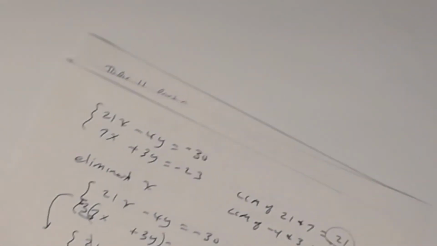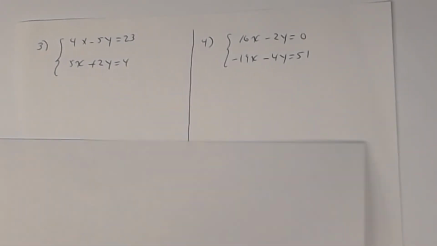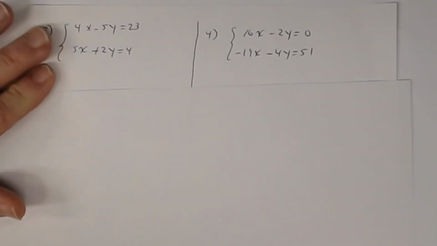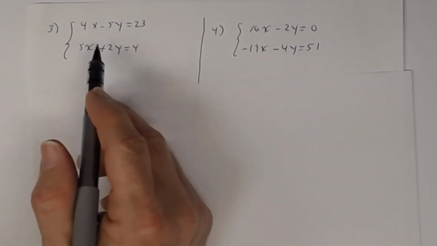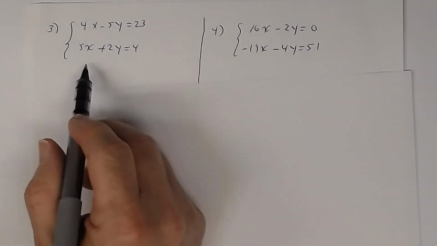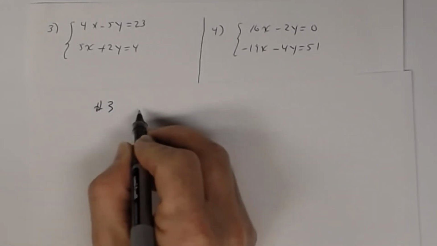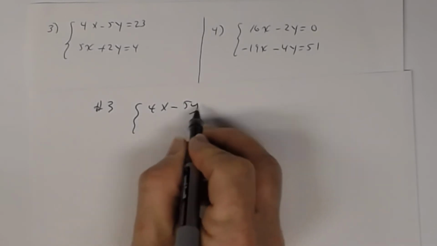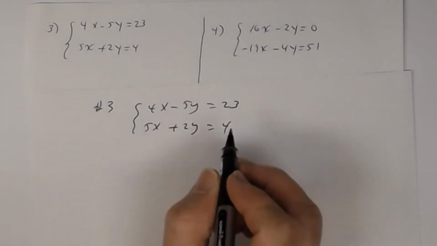So in number 3, we have this one. You got to determine, you want to do this by elimination addition. You have to determine whether you want to eliminate the x's or the y's. Okay? So let me go ahead and write this over. So this is number 3. You have 4x minus 5y equals 23, and then 5x plus 2y equals 4.